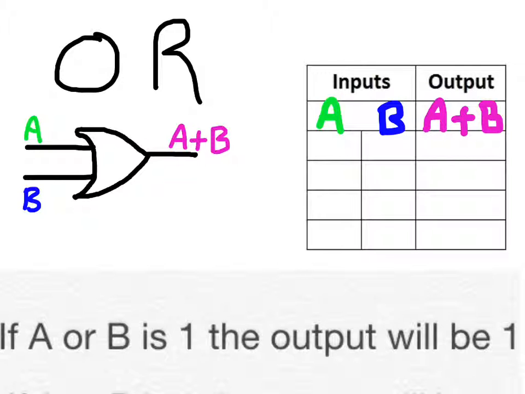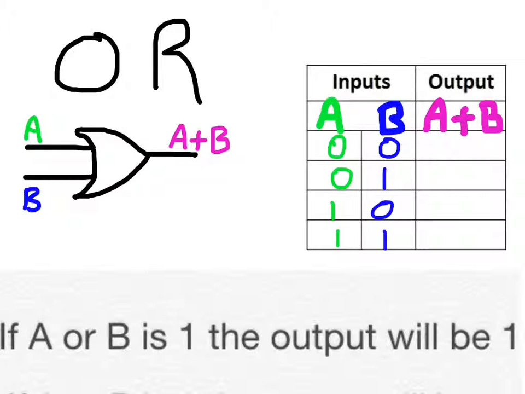Now let's also fill in all the possible combinations that could go into the OR gate. Our 1s and 0s are going in, and the only combinations that we could get are sometimes we could get a 0 and a 0. How about a 0 and a 1, and a 1 and a 0, and then a 1 and a 1.